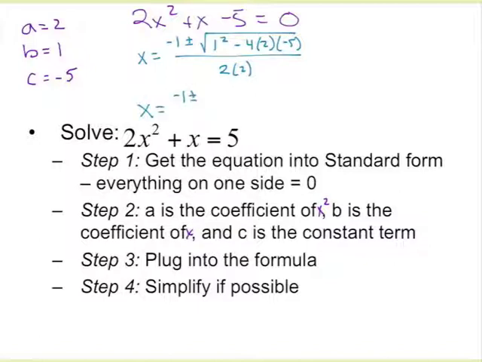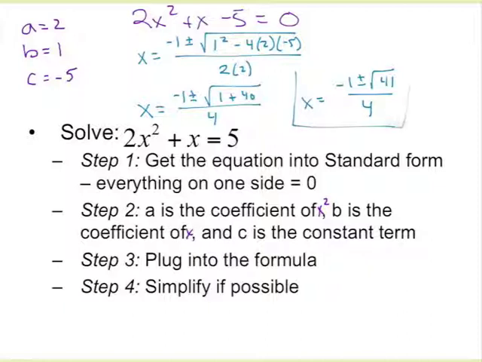You want to work out what's under the square root first, using your order of operations. So square the 1, multiply all the stuff together, and then add it together. That gives 1 plus 40. And on the bottom I get 4. So that gives me x equals negative 1 plus or minus the square root of 41 over 4. We want to simplify square roots when possible. Is there any perfect square that goes into 41? 41 is actually prime, so nothing goes into 41. So that's our answer.